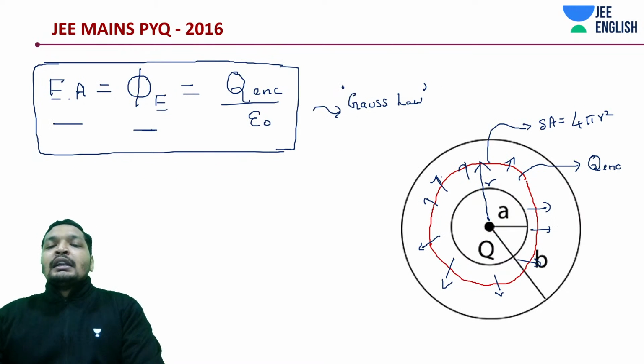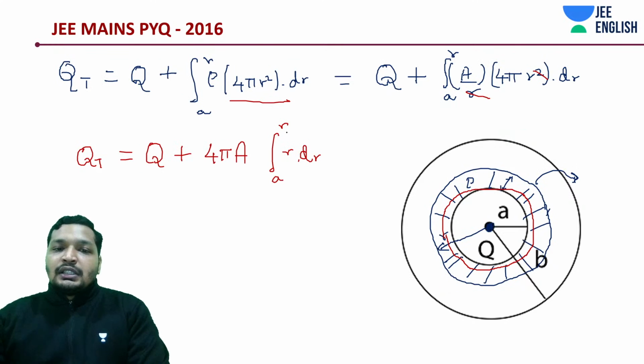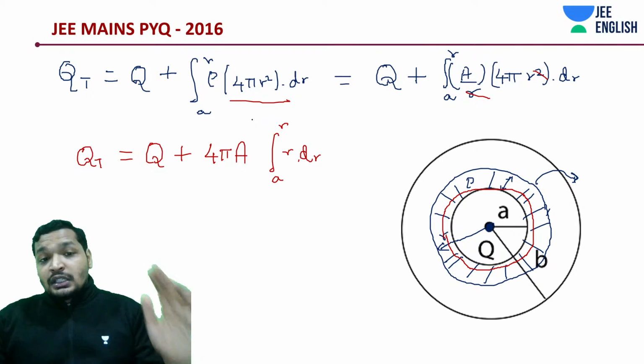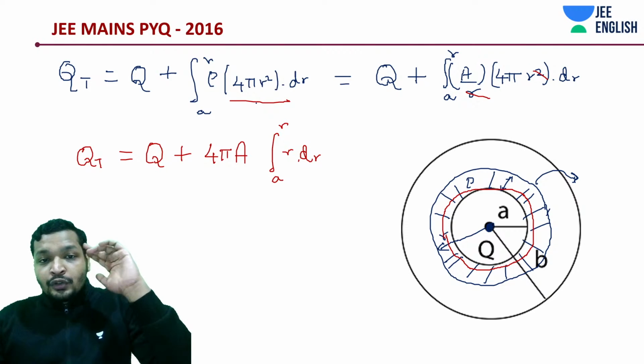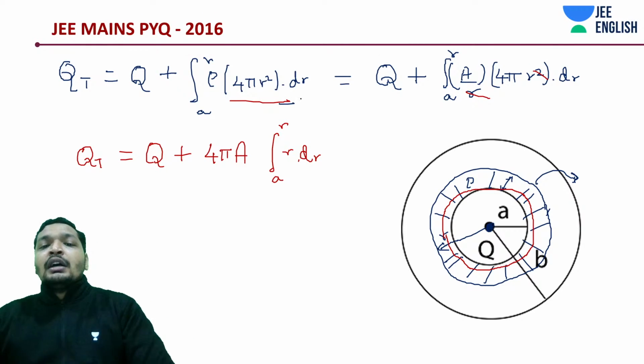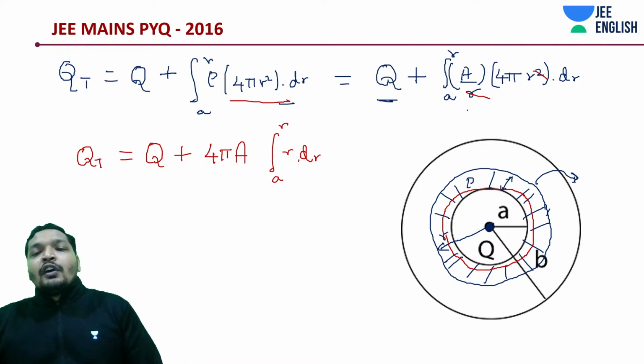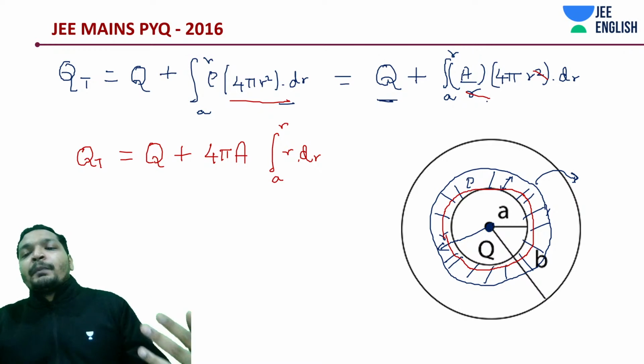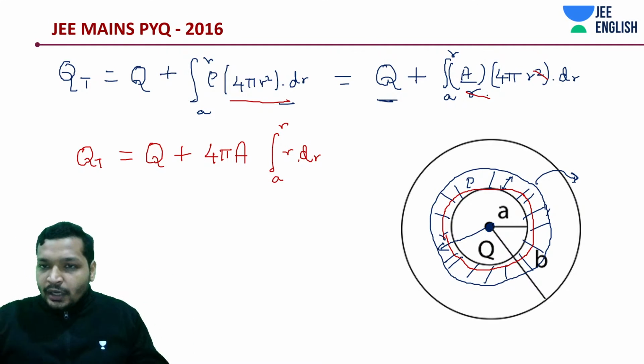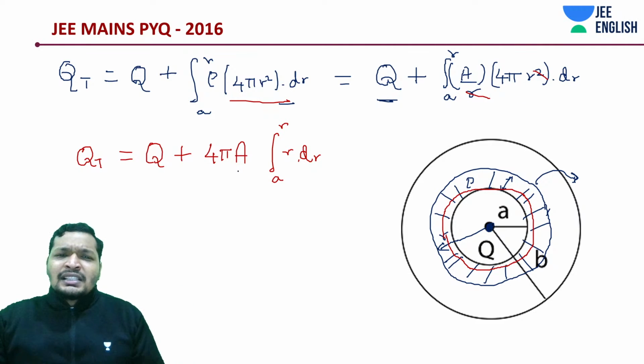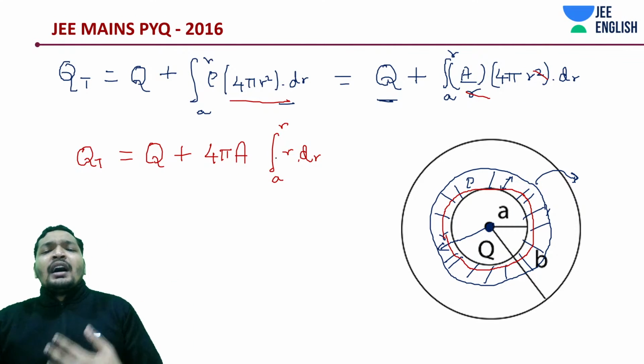Then post that, what did we do? For r, we calculated the charge enclosed. The charge enclosed is going to be q plus the integral of rho into 4 pi r square into dr. That is going to be q plus the integral of a by r into 4 pi r square dr. The r would get cancelled out, so this would be 4 pi a r dr.